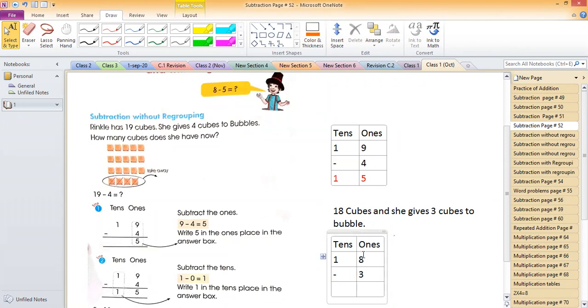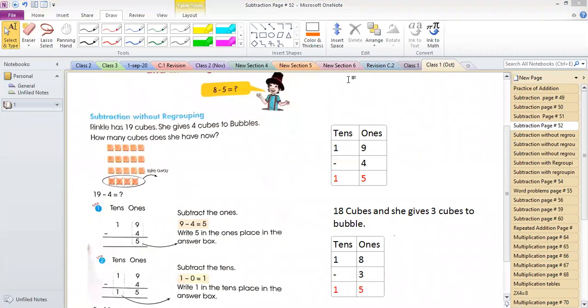18 minus 3. So, subtract the ones first. 8 minus 3 equals what, guys? 5. Very good. So I'll write 5 here and this is 1. 1 minus 0 equals what? 1. Very good. So she has 15 cubes.